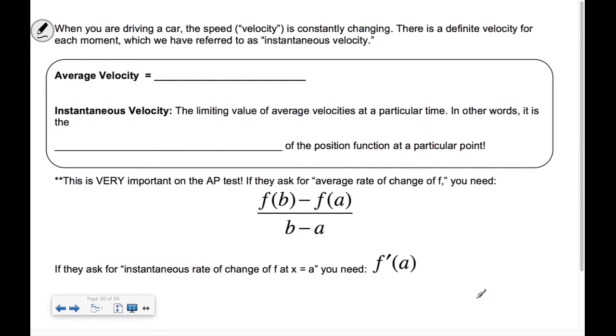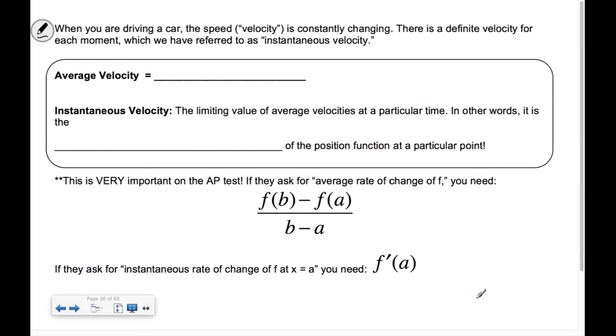So it says when you're driving a car, the speed or velocity is constantly changing. There's a definite velocity for each moment, which we refer to as the instantaneous velocity. So let's say that you go 150 miles, and it takes you 3 hours to get somewhere. What's your average velocity? 50 miles per hour, right? Do you launch yourself out of your garage at 50 miles per hour and stay at 50 miles per hour until you get to your location? Probably not, because then you'll crash into the house on the opposite side of the street. We do not do that.